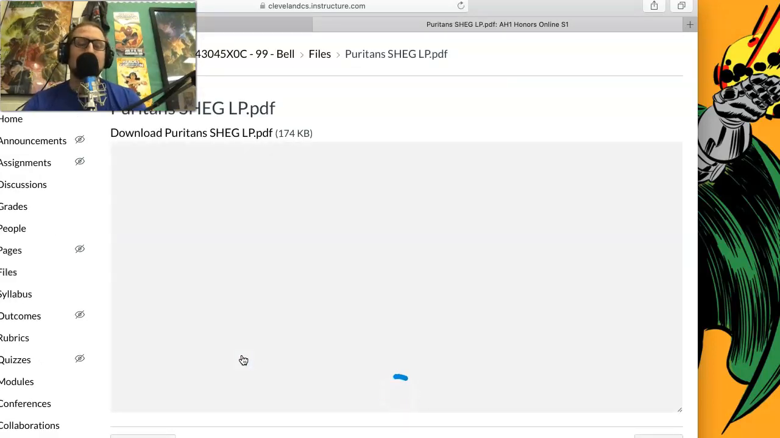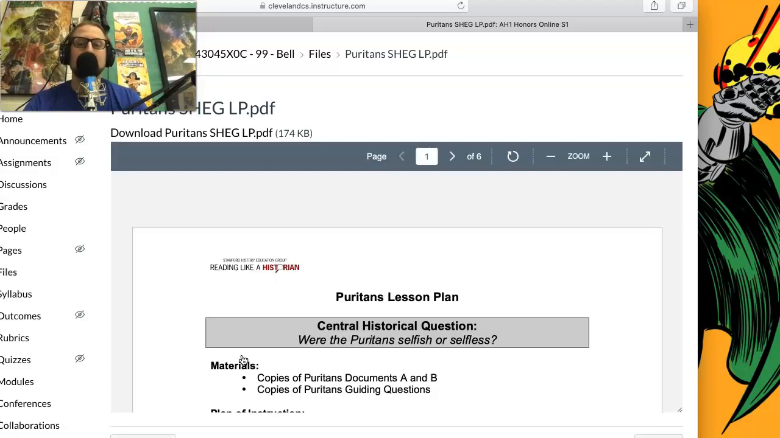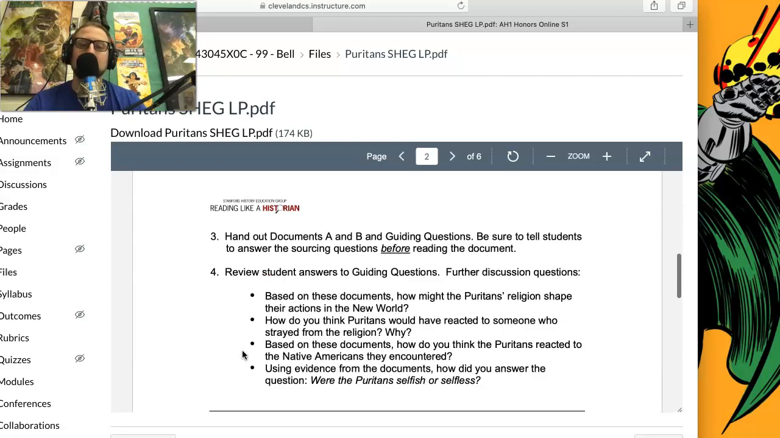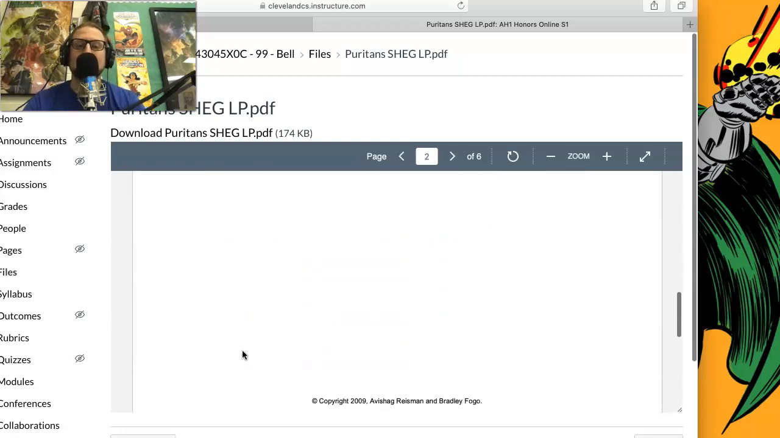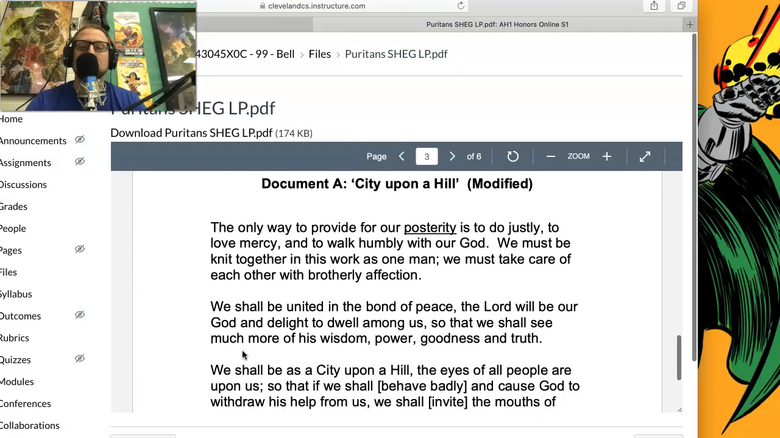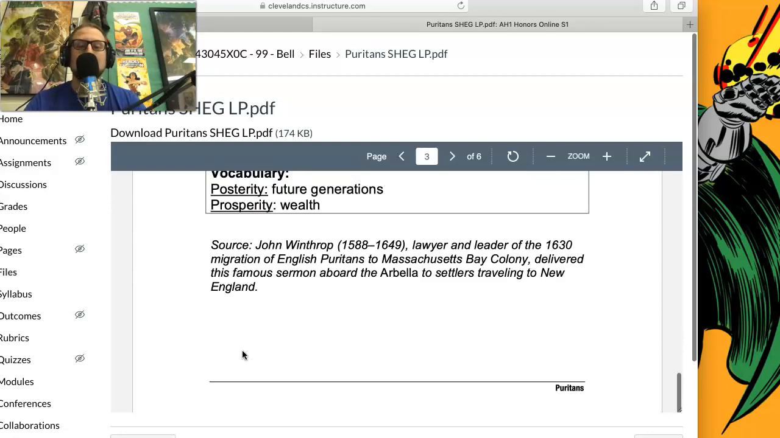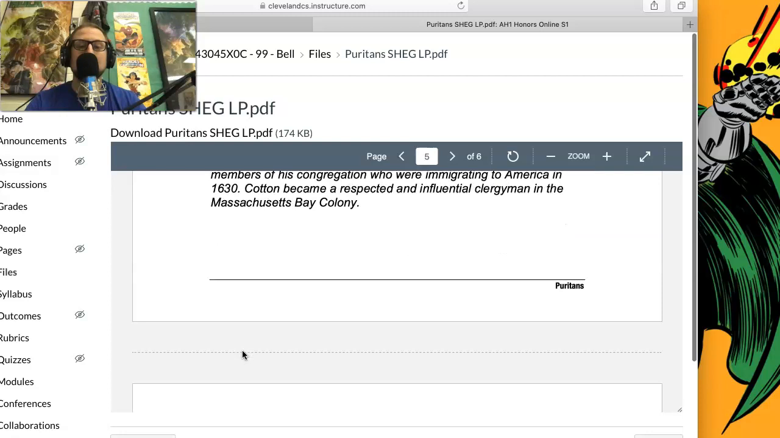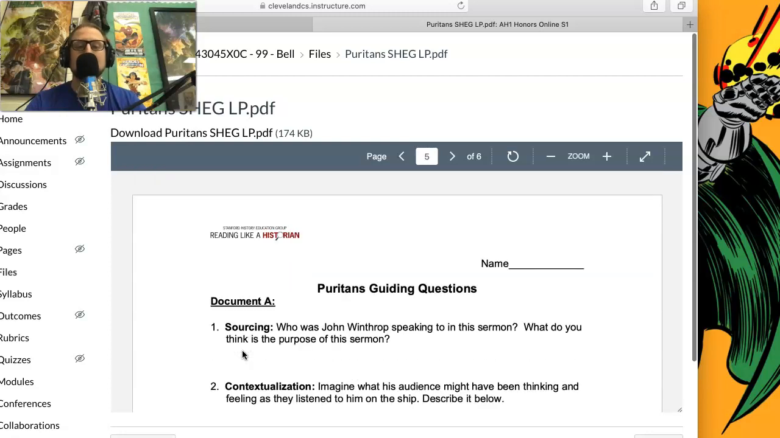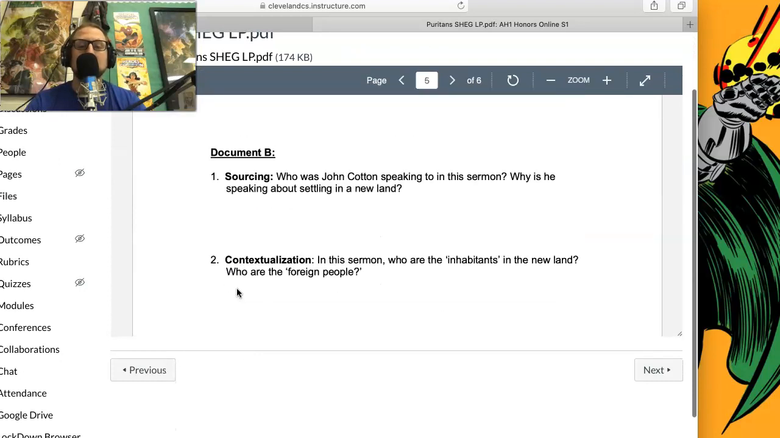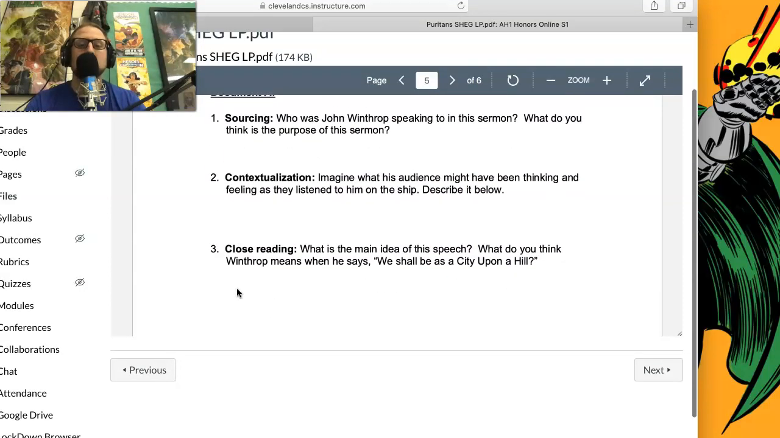The way these reading activities were downloaded were as PDFs for lesson plans, which you guys aren't the teacher, so you really don't need to access that. It's not going to give you any answers. You're welcome to read through it, but you're going to read document A, document B, and then sometimes you have document C and D, and you're going to answer all of the questions.